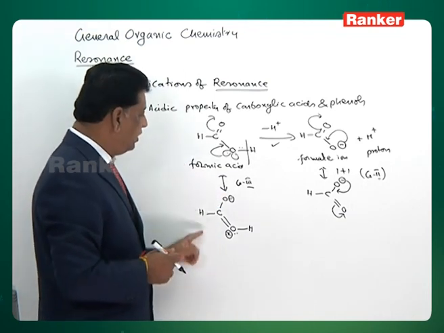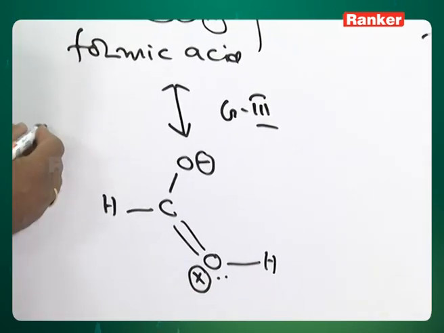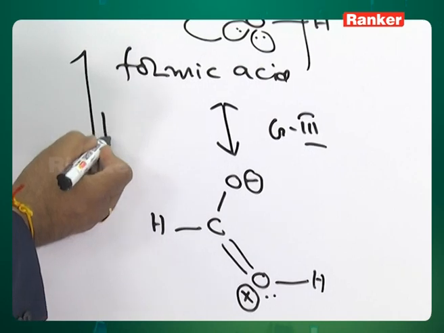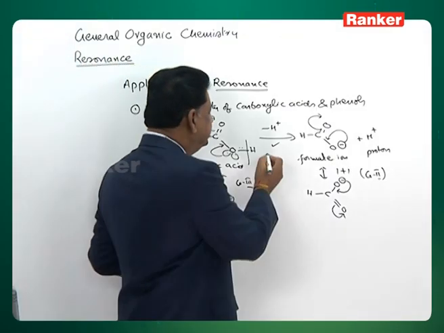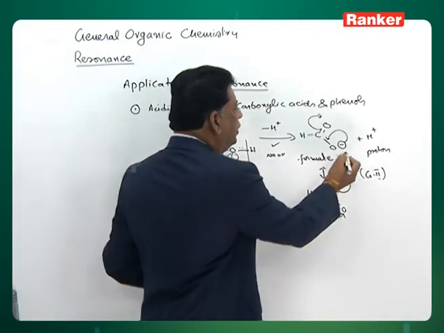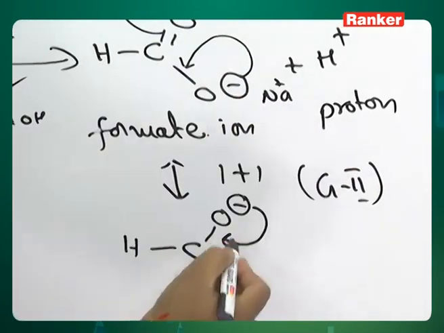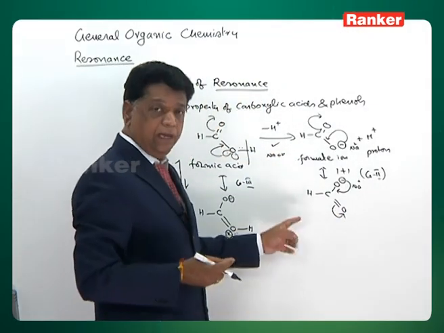Okay. So therefore, and here also, this side there will be more tendency, and this side there will be less tendency. Let us say this is treated with sodium hydroxide, then what happens? You will get a sodium salt here. Now these two structures are equally contributing.